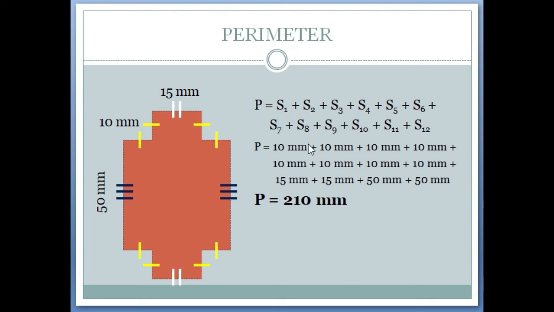And pag na-add nyo lahat yan, 8 times 10 is 80, plus 15 plus 15 is 30. 80 plus 30 is 110, plus 50 plus 50 you have 100. 110 plus 100 is 210 millimeters.